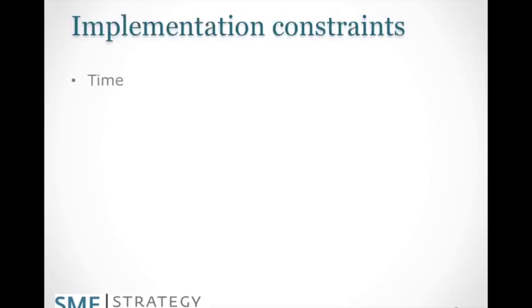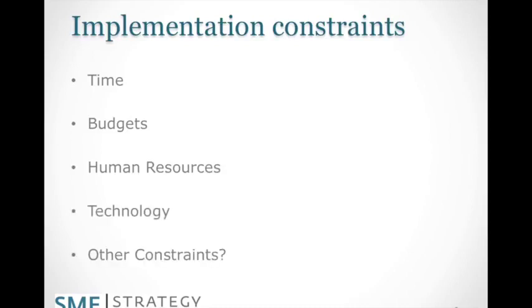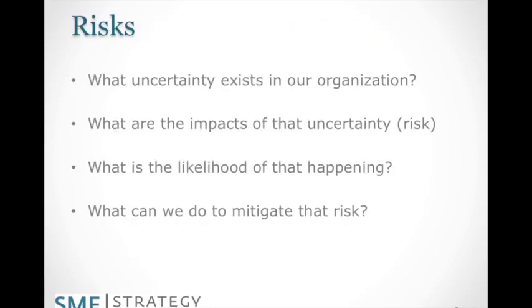So other implementation constraints: time, budgets, human resources, technology, and pretty much anything you can think of, it's waiting around the corner, and there are opportunities in the planning process to identify them, create impact studies, as well as mitigation plans to minimize the downside of these risks. So what uncertainties exist for us? What are the impacts of those uncertainties? What is the likelihood of that happening? And what can we do to mitigate that risk?